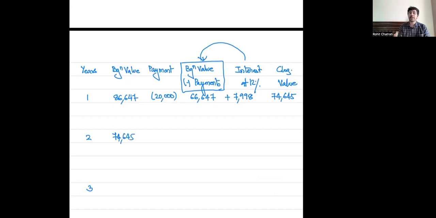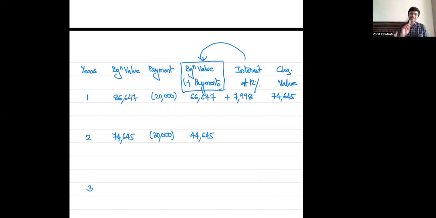74,645 will become the beginning value for year two. So my borrowing at the beginning of year two was 74,645. Immediately on day one of year two itself, I made a payment of 30,000. Therefore, after making this payment, the lease liability would be 44,645. This is going to be my outstanding borrowing as at the beginning of year two.